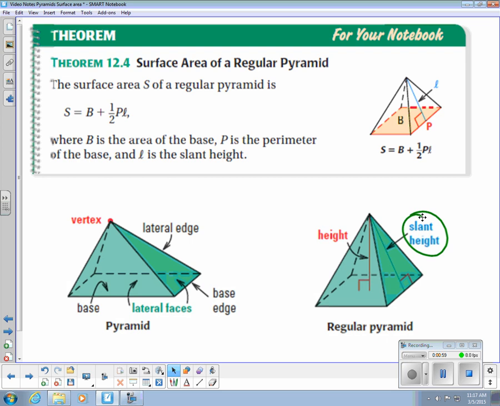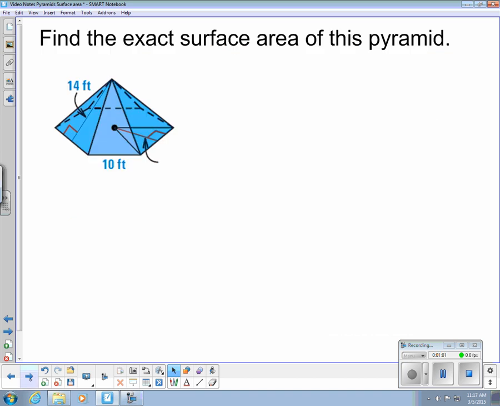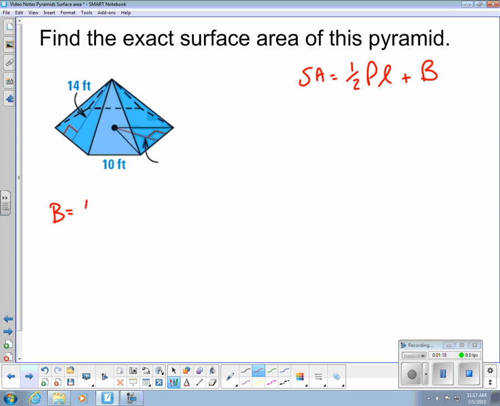Okay, so let's get into doing some work. Here's our first example. It says find the exact surface area of this pyramid. Let's start off by writing our formula. Surface area equals 1/2 PL plus the base area. Looking at this figure, the base is going to have 1/2 PA because it is a hexagon. So our perimeter equals 6 times 10, which is 60. So I got big B is equal to 1/2 of 60.